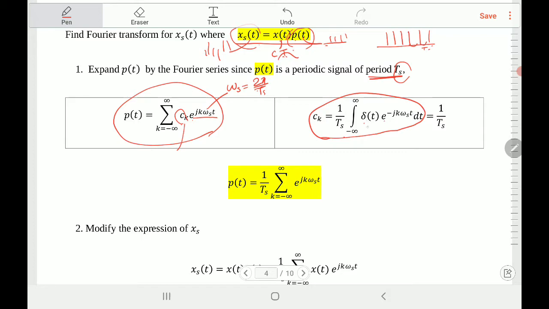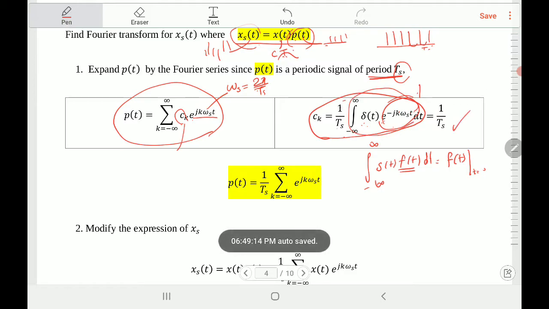Well, when you integrate any function multiplied by delta(t), that's a property that you learned before. Let me just remind you, if you integrate delta(t) times any function with respect to t, it is going to be equal to this function at t equals 0. All right. So that's what we have. Delta(t) times this function. It will be equal to this function at t equals 0. When you put t equals 0, e^0 is equal to 1. So the whole thing is equal to 1, and you multiply by 1 over Ts.